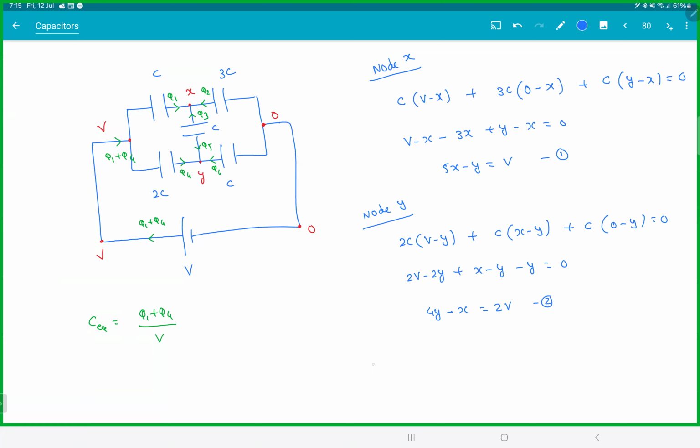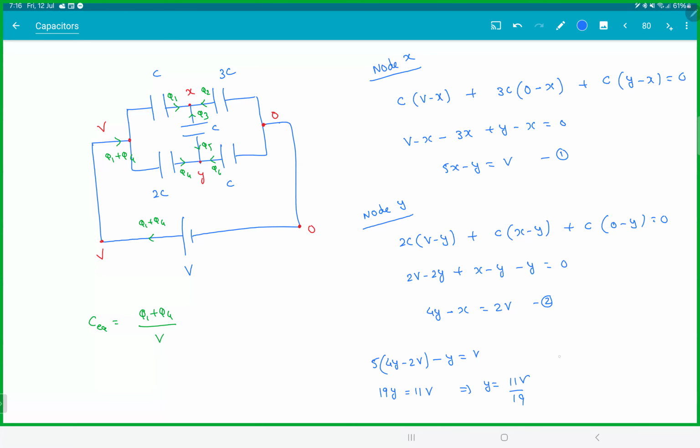So take X from here and dump it there. You end up with 5 into X, which is 4Y minus 2V, minus Y is equal to V. This is 19Y is equal to 11V. The numbers are really bad. Y is equal to 11V by 19. Got the same thing?